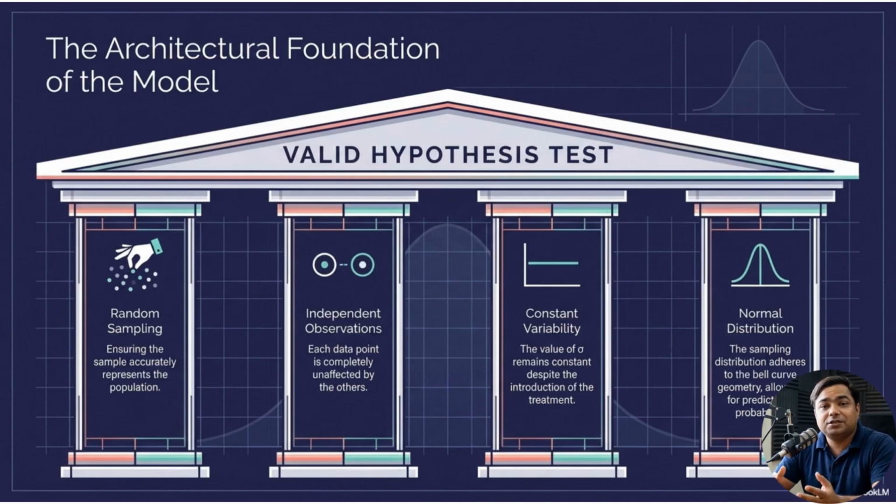In real research, these assumptions are very important. If we ignore assumptions, the test result may look mathematically correct, but the conclusion may be unreliable. So, before applying a hypothesis test, we should always ask: was the sample selected properly? Are the observations independent? Is the variability reasonable? Is the normality assumption acceptable? Good statistics begins before calculation. It begins with good research design.